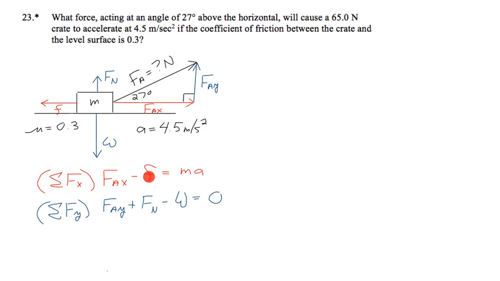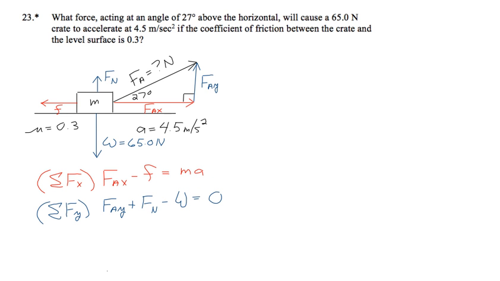So the things I don't know are F_AX or F_AY, F_N, and friction. I actually do know the weight because it's given as 65 newtons. Maybe I should put that also on my picture. That's 65 newtons. And if I know the weight, I can get the mass. So even though it's not on the board yet, I will know both W and M. And I do know A because it's given in the problem.